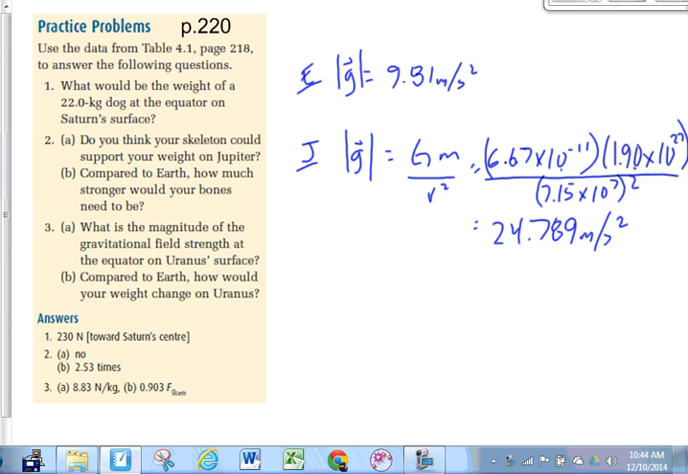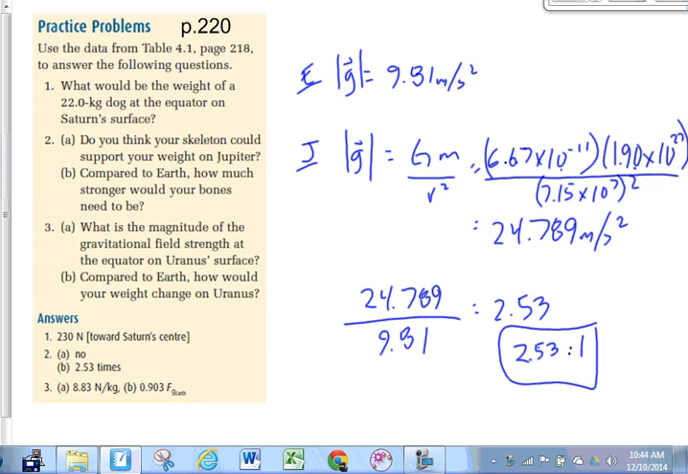Well, they're actually looking for us to go the other way around. You want to compare, then divide. We're going to say the gravitational field on Jupiter is 24.789. We're going to divide it by the field strength of Earth. We get 2.53. So you could write it as a ratio, 2.53 to 1. Or you could just say that the field strength on Jupiter is 2.53 times what it is on Earth. Or you could say that your bones need to be 2.53 times stronger than they do on Earth.